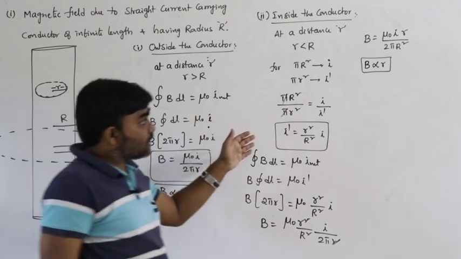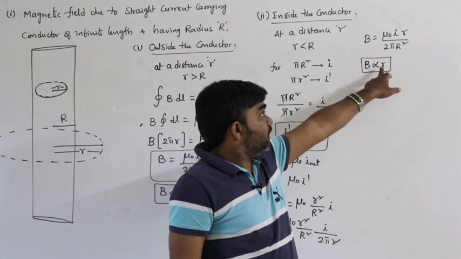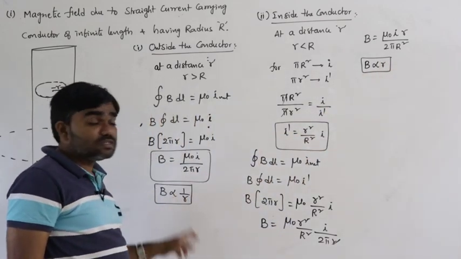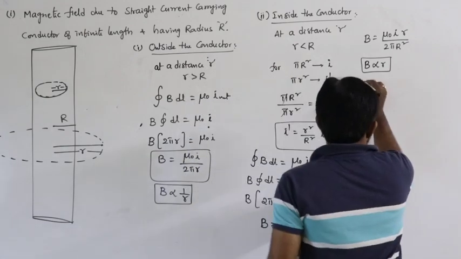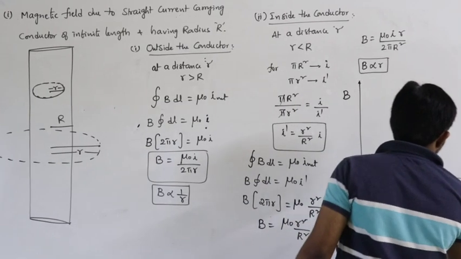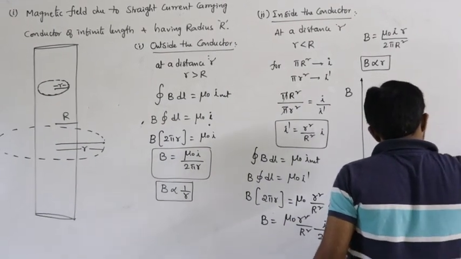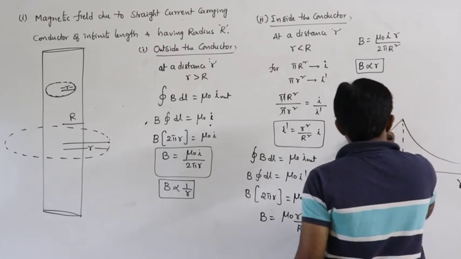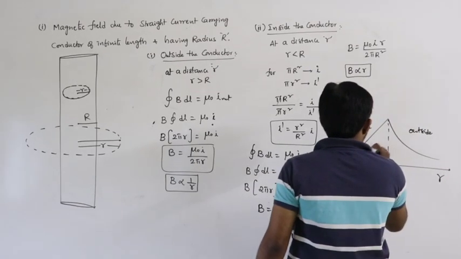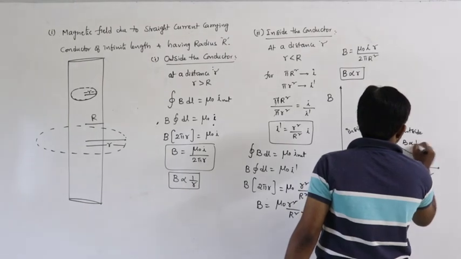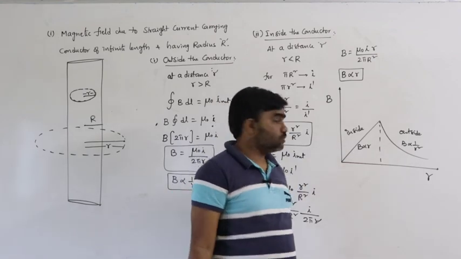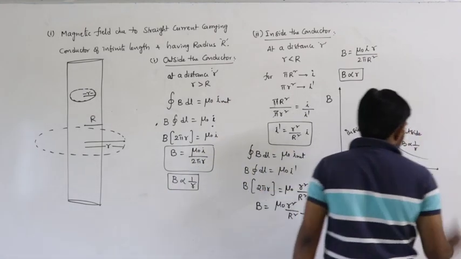So that means inside the current carrying conductor, the magnetic field is directly proportional to distance, but outside the magnetic field is inversely proportional to the distance. If you draw the graph for this, so this is B and this is R, like that. So this is inside and this is outside. So that is B proportional to R, and this is B proportional to, sorry, 1 by R only, not R square. This is B proportional to 1 by R.